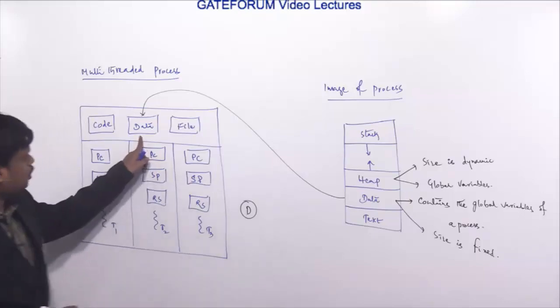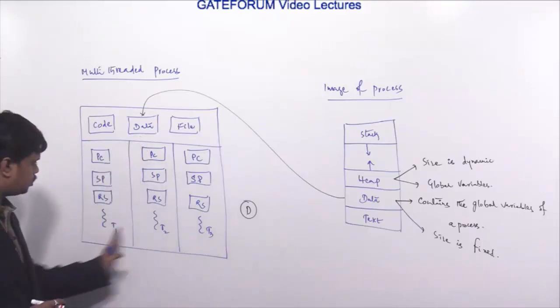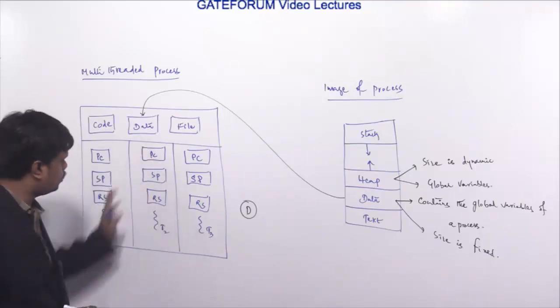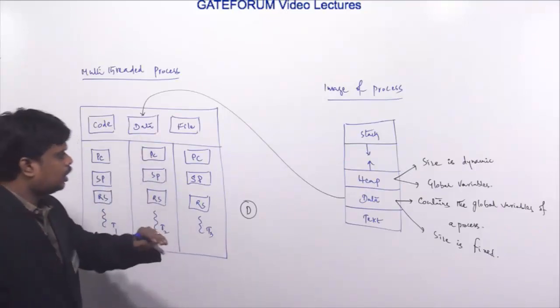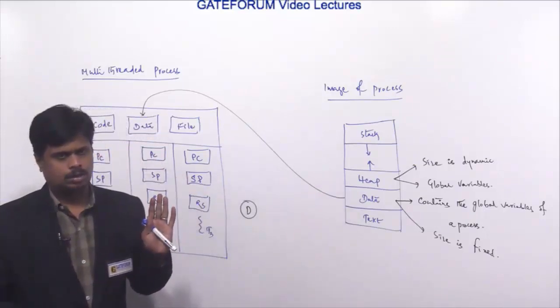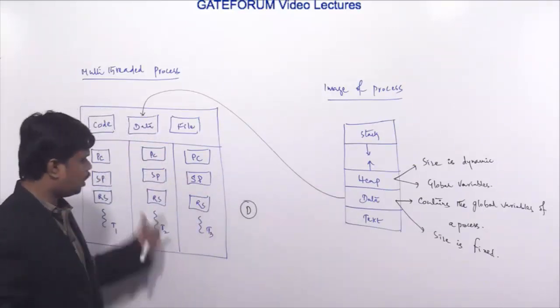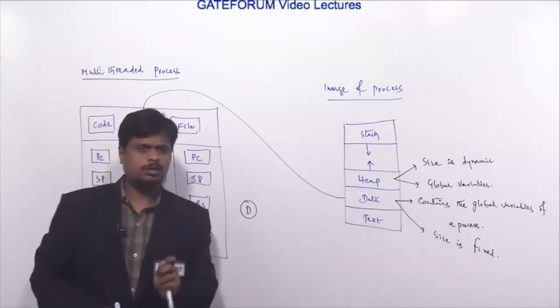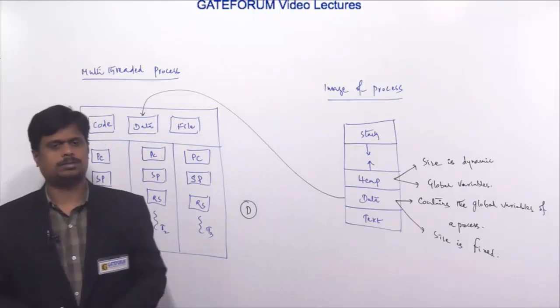The global variables are saved in the data section, which is shared. So these 3 are shared by these 3 threads, which means the data section is getting shared, and the heap section of a process also contains global variables. That's why these threads must also share the heap section, and that's why the answer for this question is option D.